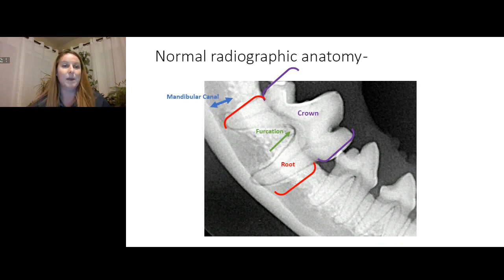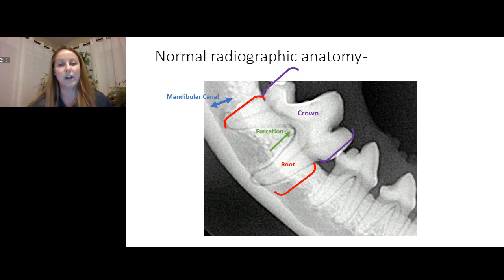So let's talk a little bit about normal radiographic anatomy. When we are looking at our teeth, anything that is above the gum line in a normal healthy tooth is considered the clinical crown. Anything below the gum line in a normal healthy tooth is the root of the tooth. On this radiograph, you can see in blue the mandibular canal. Things are going to look a little bit different when they're overlapping the mandibular canal. Why? Because that's a soft tissue structure, where we have our inferior alveolar bundle running. So when roots overlap with that, it's going to look a little bit different than when overlapping with bone.